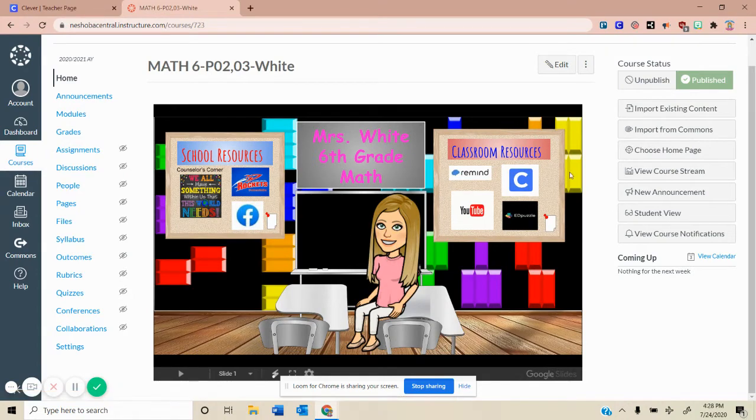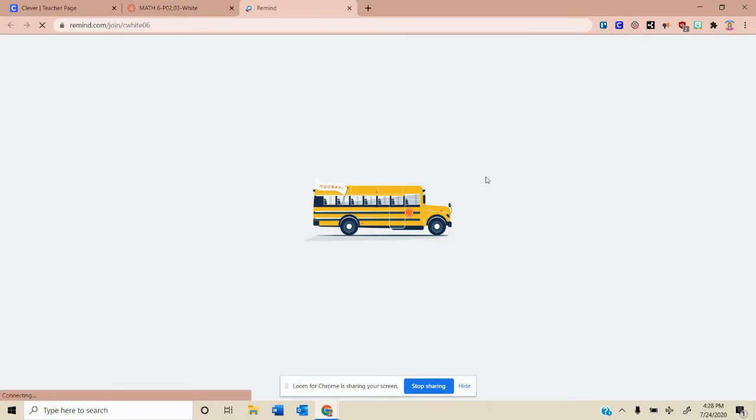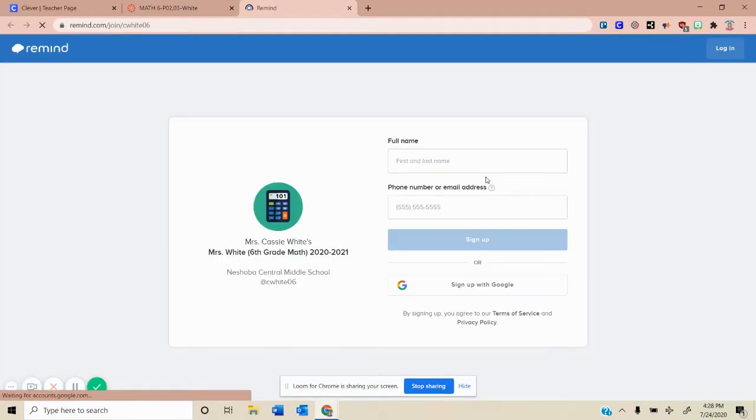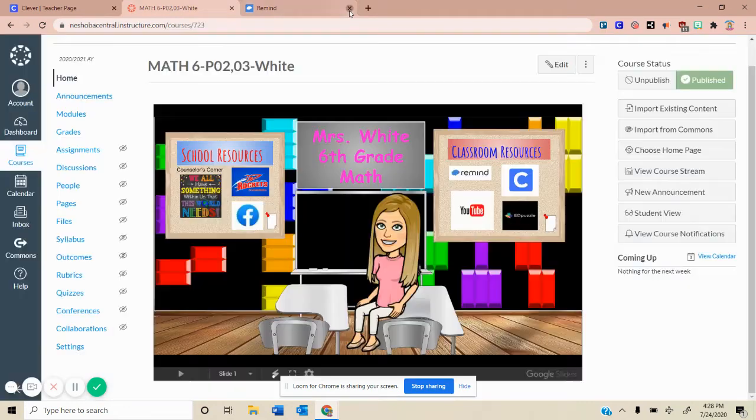The things on the right side bulletin board here, if we click on Remind Parents, this is probably going to be most beneficial to you. If you click on Remind, it takes you straight to my Remind. You log in through Google, or you can sign up another way.